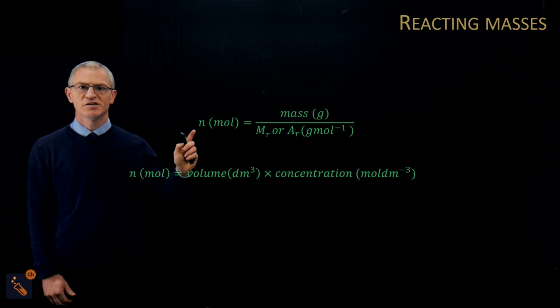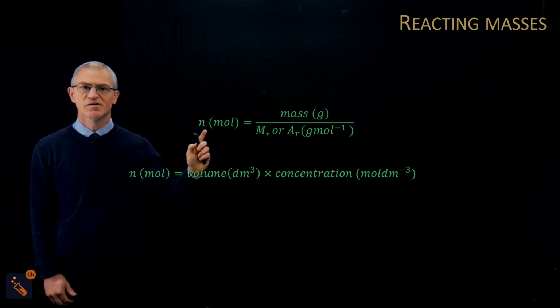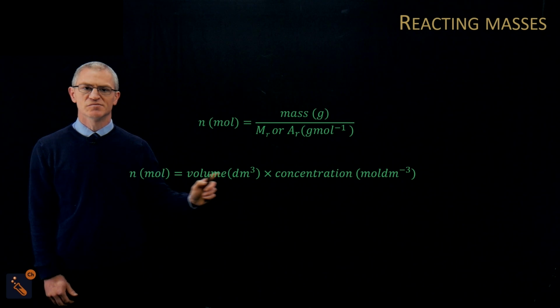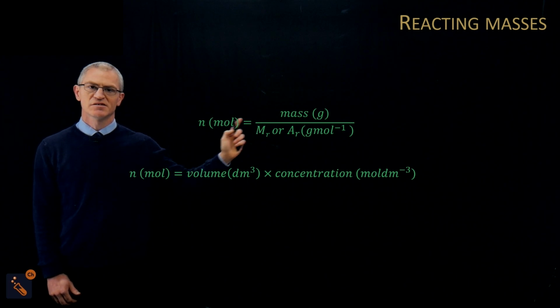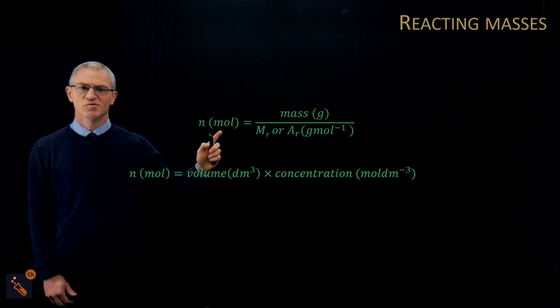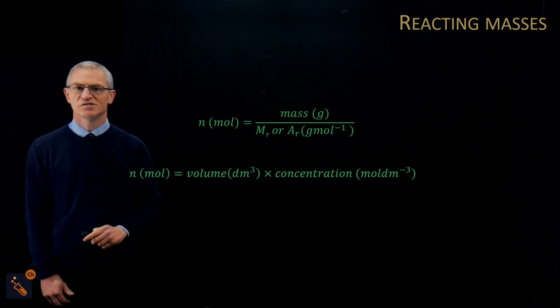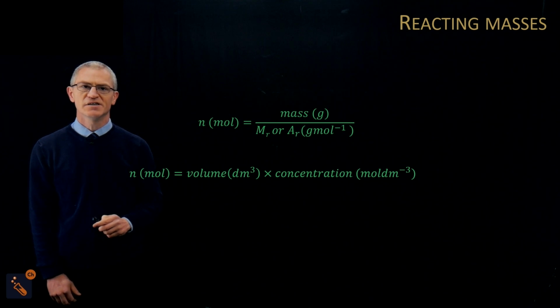The reason we can combine the two is because moles appears in mass over relative molecular mass or relative atomic mass, and moles also appears in volume times concentration. So that means you can connect the two together, for example, using a mass to calculate number of moles, and then you can use that to calculate the relative concentration you'll get if you know your volume. But we'll go through examples of that in the video.